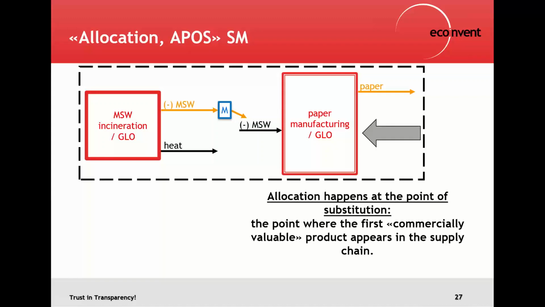So first, allocation will happen at the point of substitution. The point of substitution is describing setting the boundary of the system. The boundary of the system will be drawn like this. This is the point where the first commercially valuable product appears in the supply chain. That's the point of substitution. That's where allocation is going to happen.